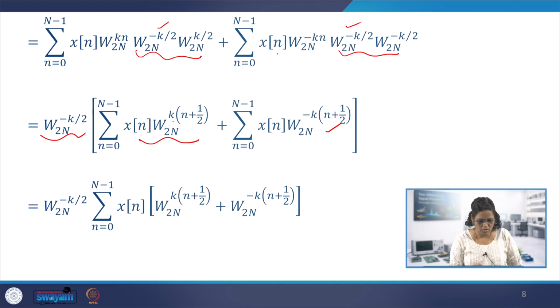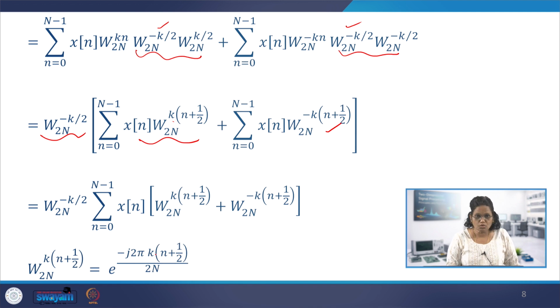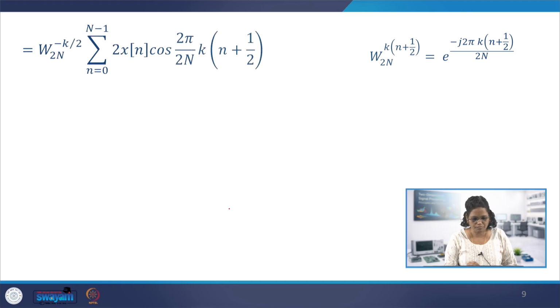Now this equation can be brought into one summation, n varying from 0 to N minus 1, x[n] having this. This is going to be e^(-j2π k (n plus 1/2) / 2N). So two terms here, one with plus and one with minus. We can replace this with a 2 cos term, using e^(jθ). So we get 2 x[n] cos of 2π over 2N, all of it times k into n plus 1 by 2.